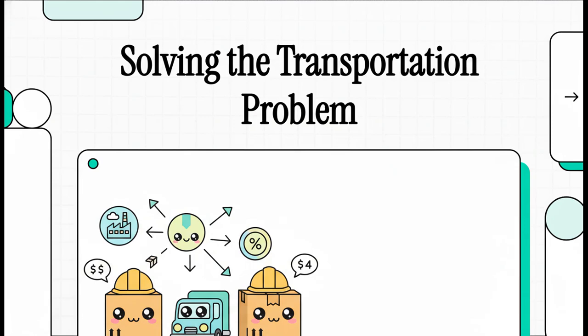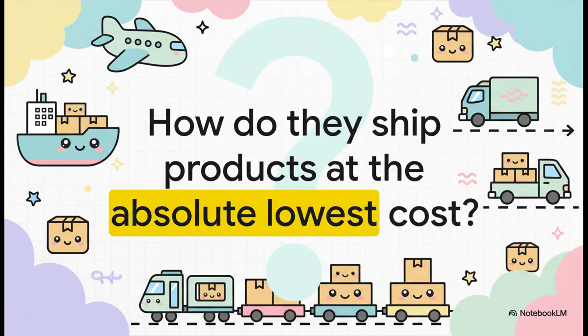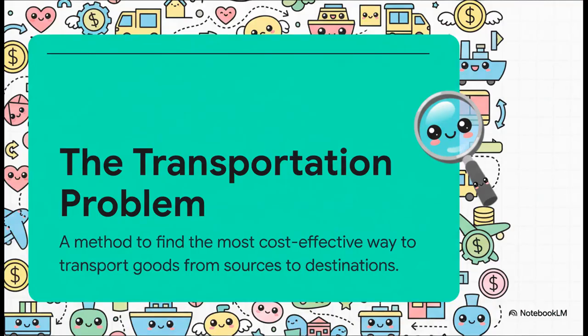All right, today we're going to tackle a classic logistics puzzle that has a huge real-world impact. So, let's dive right in. Picture a company trying to find the absolute cheapest way to ship its products. Well, this puzzle actually has a name, the transportation problem. It's all about minimizing that total cost.